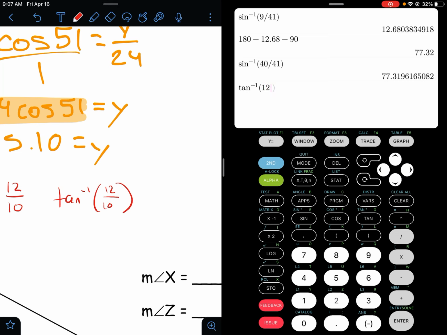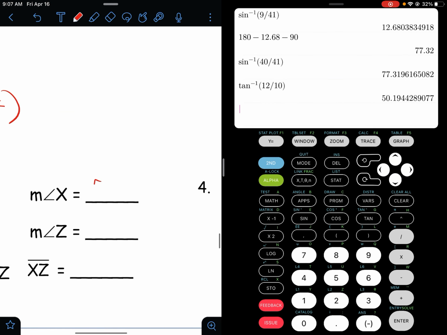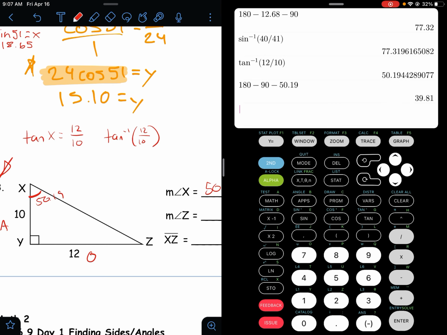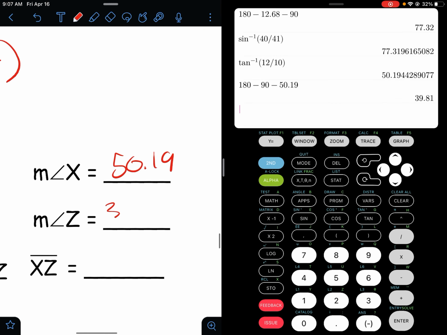So we're going to do the tangent inverse of 12 over 10, and you should get 50.19. Then the quickest way to find angle Z is to do 180 minus 90 minus 50.19. That's going to give us 39.81.